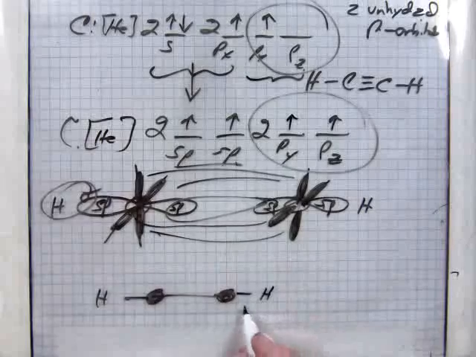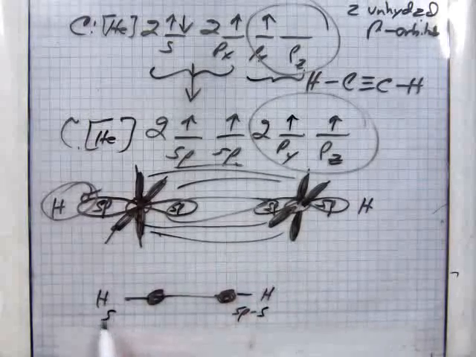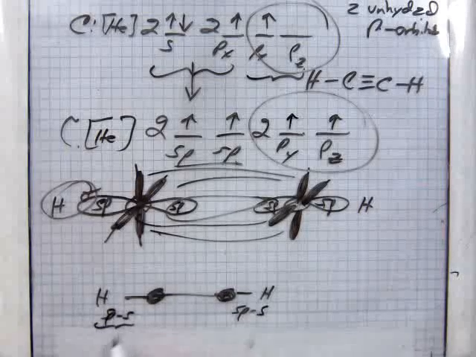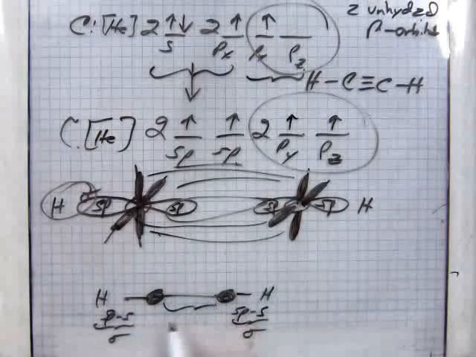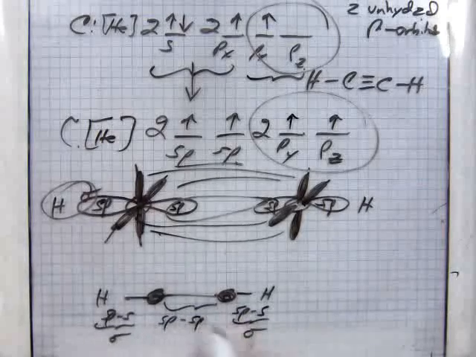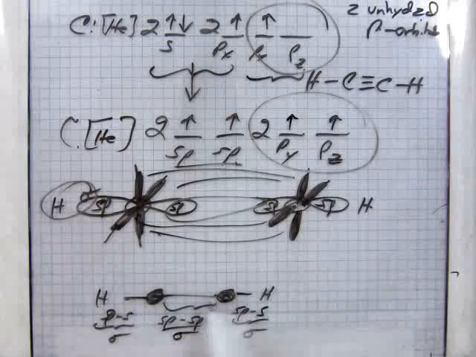This is an SP-S overlap, this is an SP-S overlap, giving a sigma. This gives a sigma. The one in the middle here is an SP-SP overlap, and that's also a sigma. So you have 3 sigma bonds.